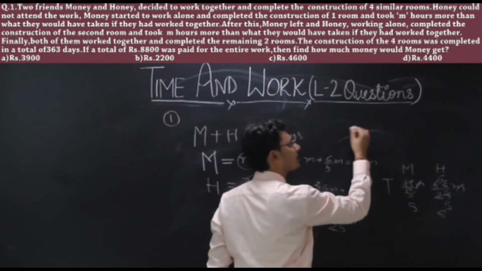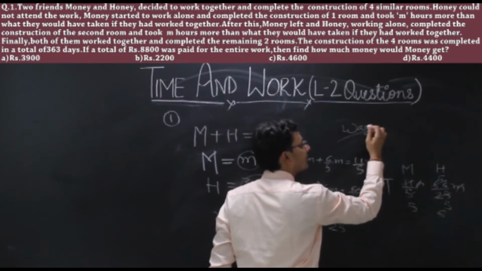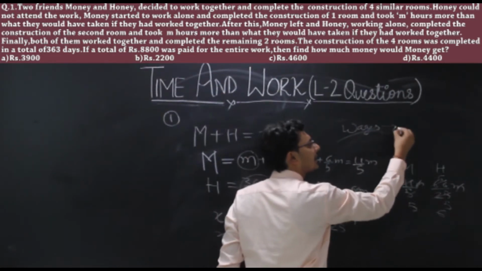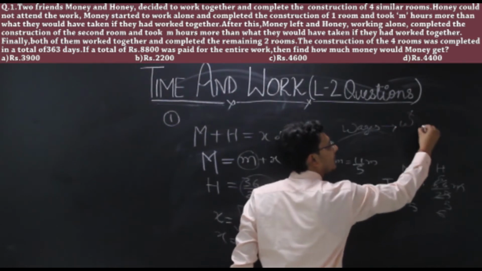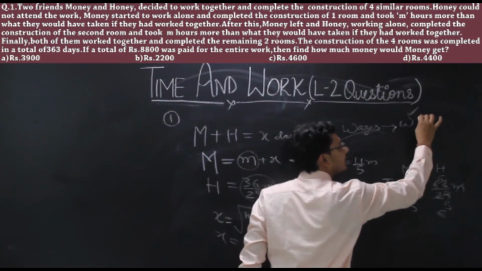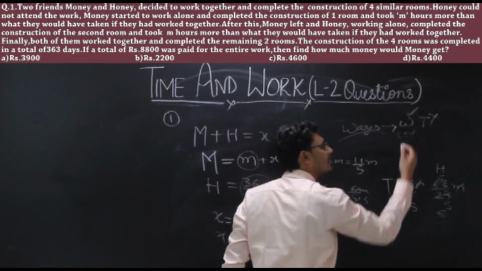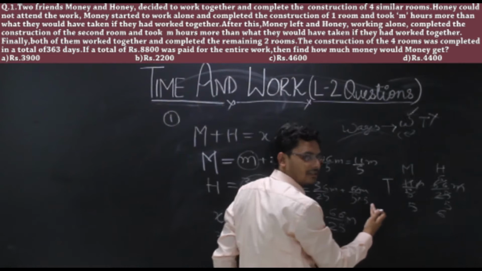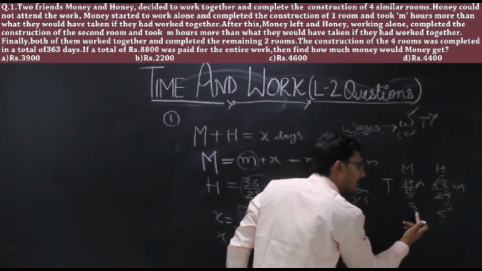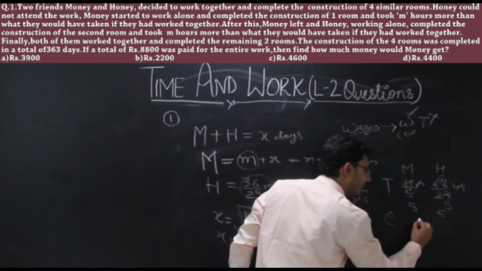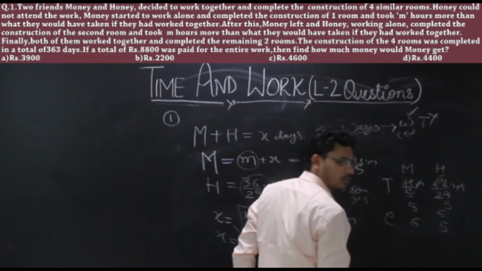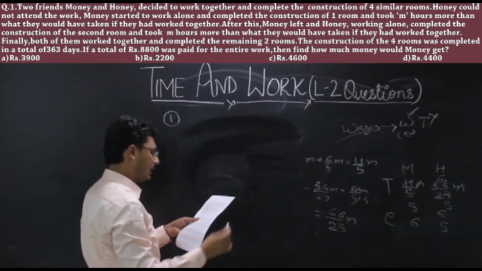But we discussed yesterday that wages are distributed in the ratio of work done and not the time taken. This is the ratio of time. I need the ratio of work done, or efficiency. So time and efficiency are inversely proportional. So if time is in the ratio 5:6, their efficiency would be in the ratio 6:5.